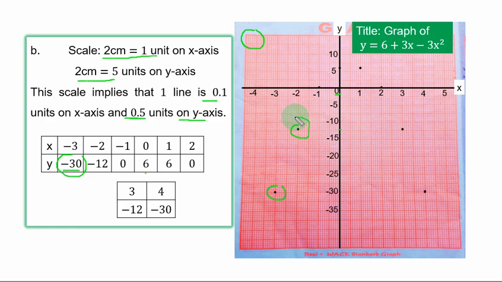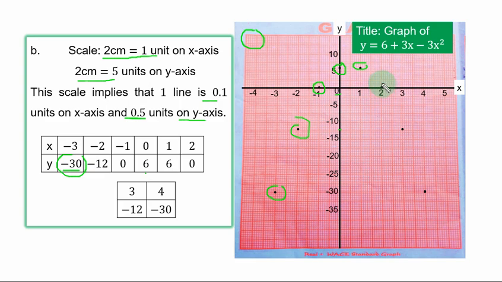Minus 1, 0. When y is 0, s is minus 1. You plot that point directly on the s-axis, then 0, 6. So when s is 0, y is 6. So after 5, the next 2 lines becomes 6. When s is 1, y is 6. So this is the same 6 against 1. When s is 2, y is 0.